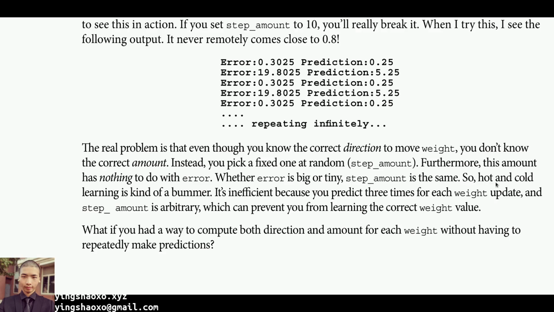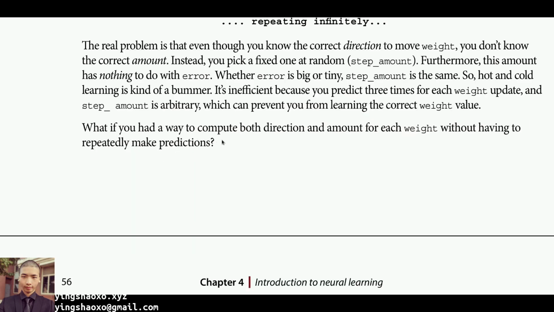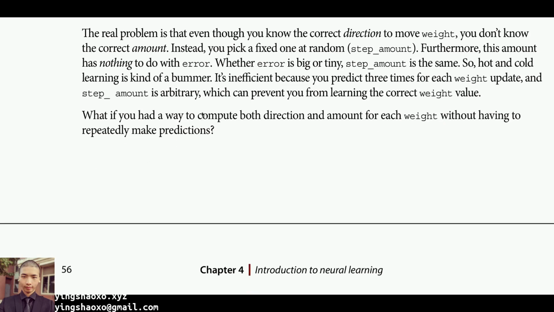So, hot and cold learning is kind of a bummer. It's inefficient because you predict 3 times for each weight update, and the step amount is arbitrary, which can prevent you from learning the correct weight value. What if you had a way to compute both direction and amount for each weight without having to repeatedly make predictions?